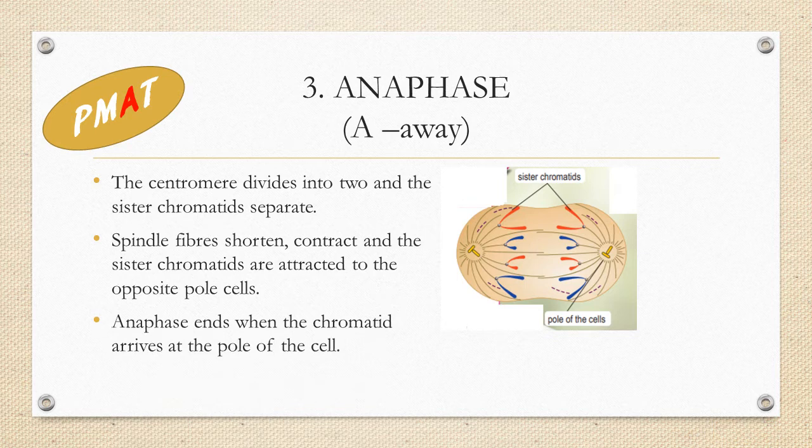Anaphase ends when the chromatids arrive at the poles of the cell. Okay, you take note. The spindle fiber is always attached at the centromere of the chromosome. So the word away here shows the sister chromatids will split away and go to the opposite poles.